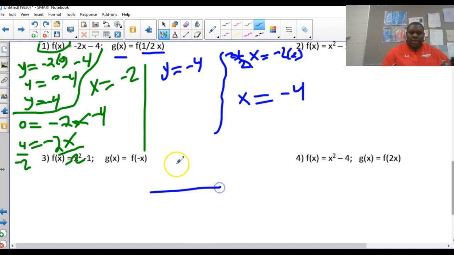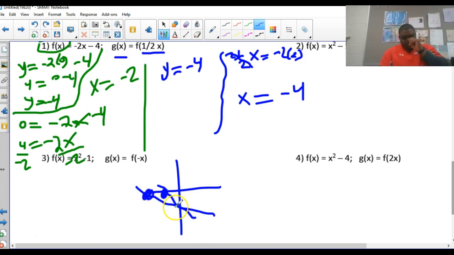So when you think about it, originally your x was right here. Now it's stretched, and it's right here. That's why this 1/2 is a stretch. It's stretched out. It was like something like this, and now it's stretched to this. You see what I'm saying? So this is our g of x x-intercept.